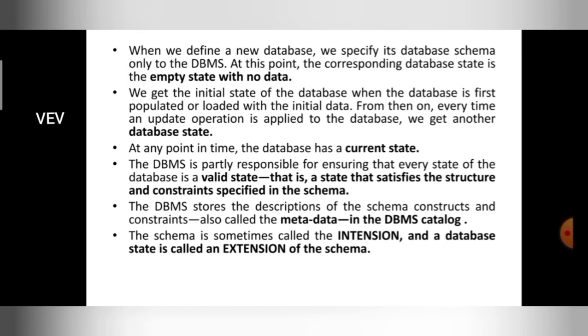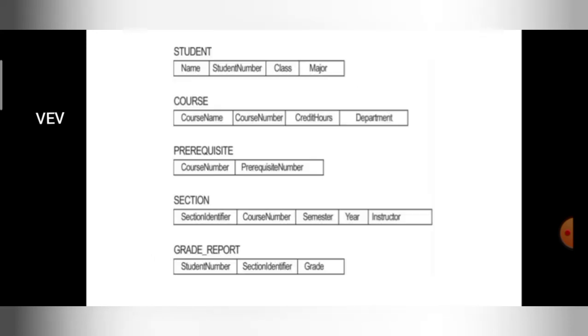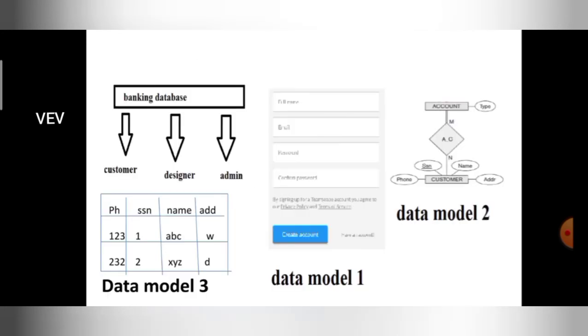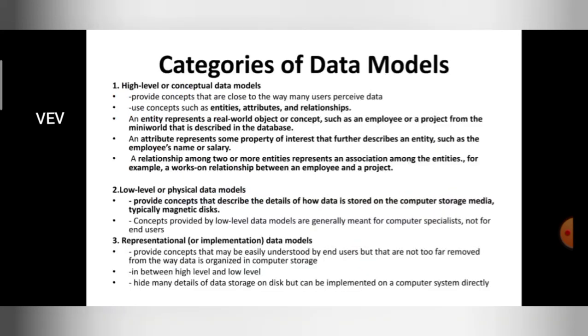And at any point of time, the database has a current state. Current state means, see here, my current state in the data model 3. At current state I have 2 rows, 2 records. This may change, the current state may change. If you include one more record, then how many records will be there in the database? 3 records. Then the state will change, the current state will change. Hope you are understanding.